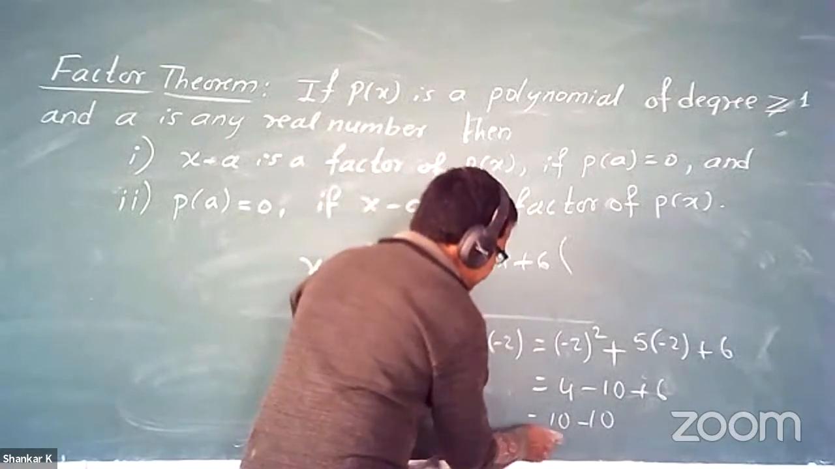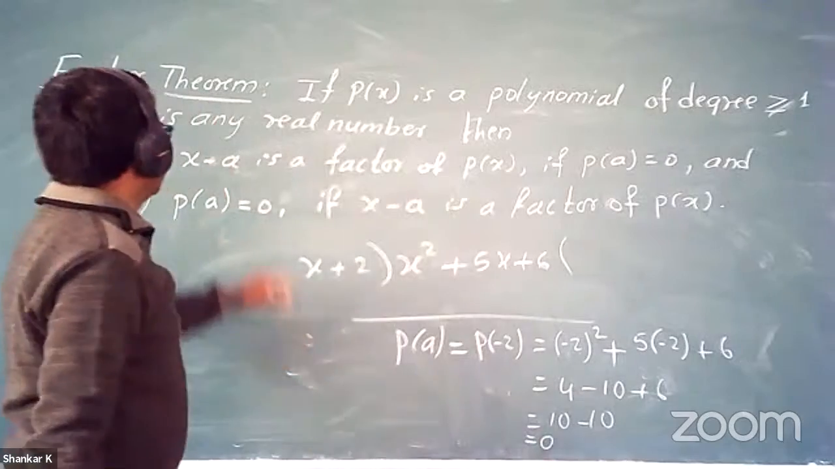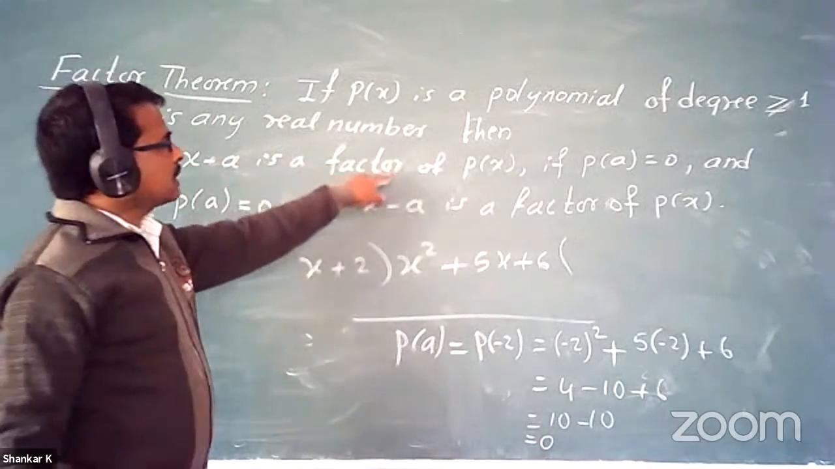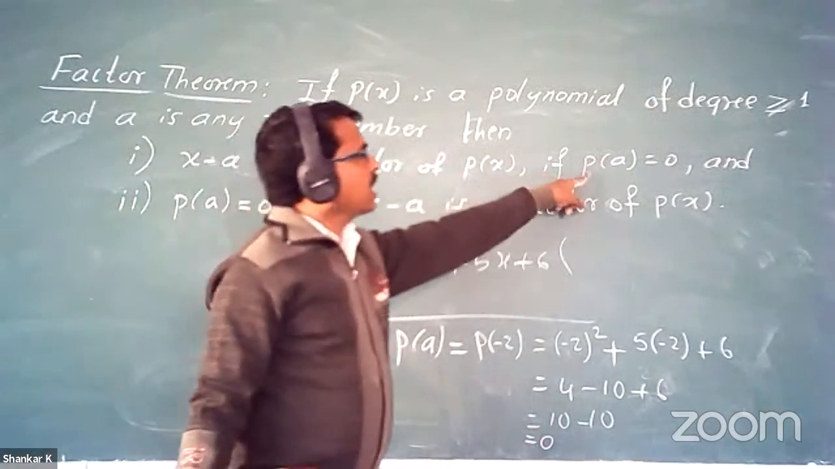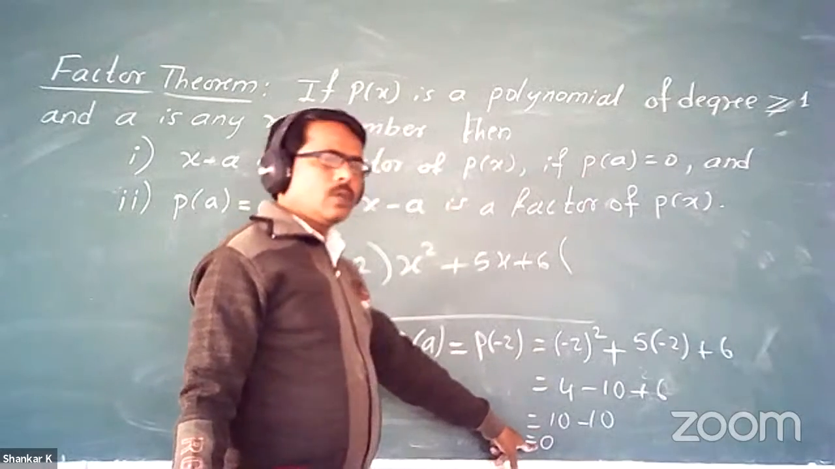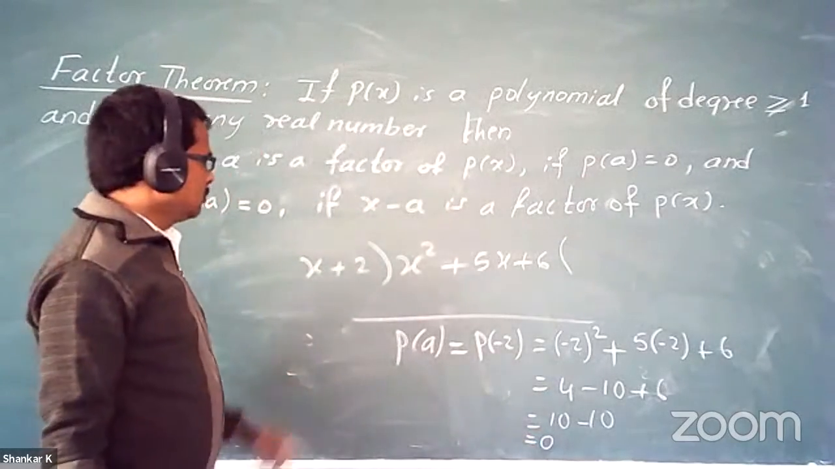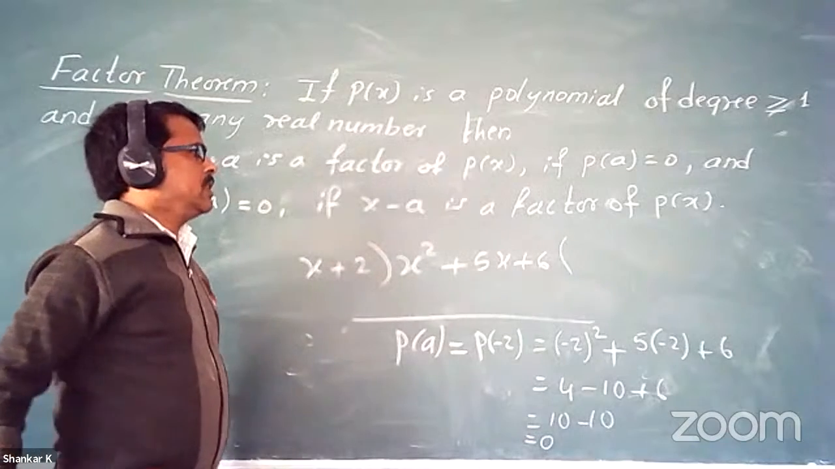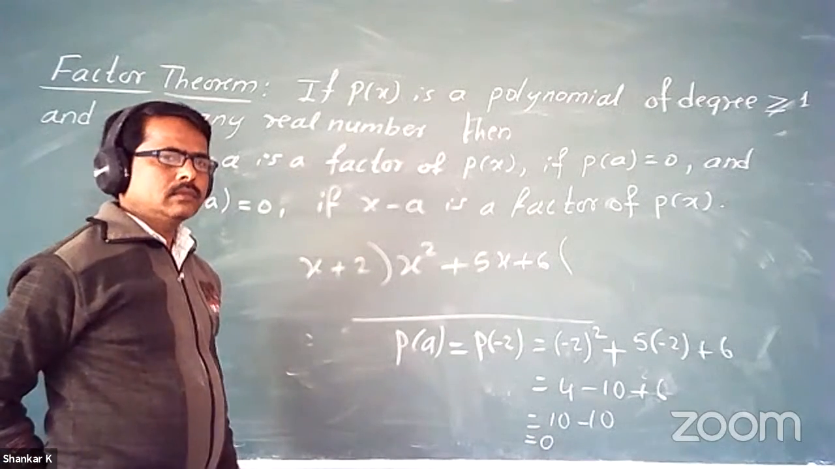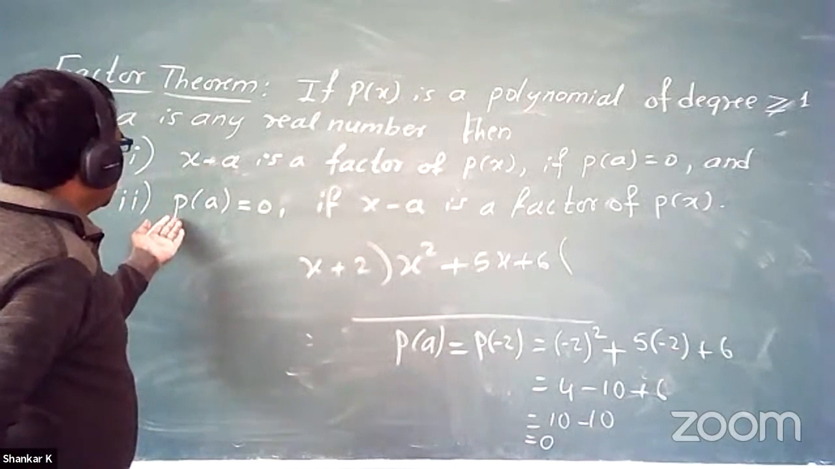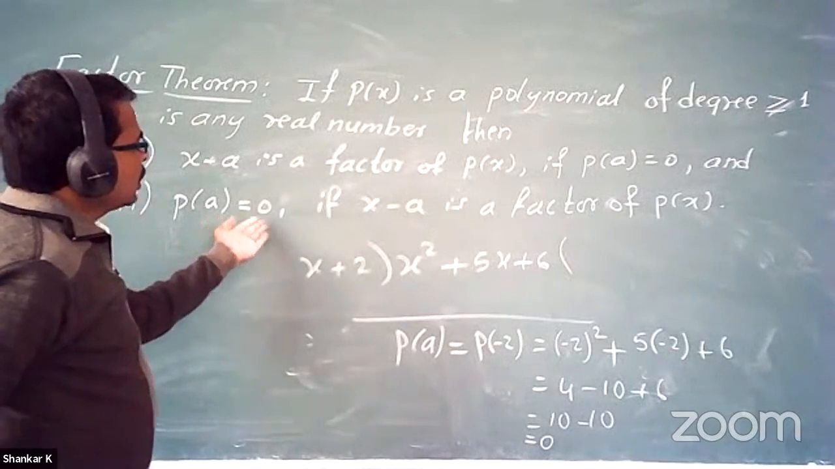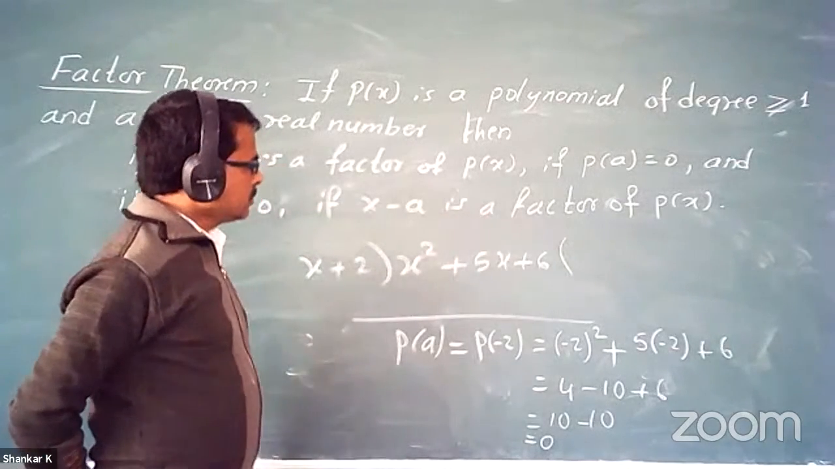0 ಬಂತಾ? ಈಗ ಏನು ಹೇಳ್ತದೆ ನೋಡ್ರಿ, x minus a is a factor of p of x if p of a is 0. If p of a is 0, ಅರ್ಥ ಏನು? x plus 2 is factor of x square plus 5x plus 6. p of a is 0 if x minus a is a factor.